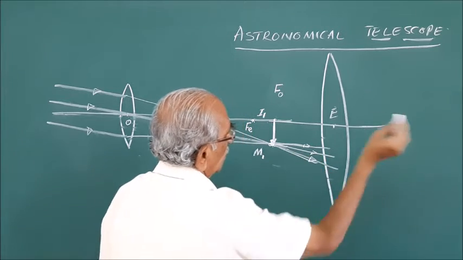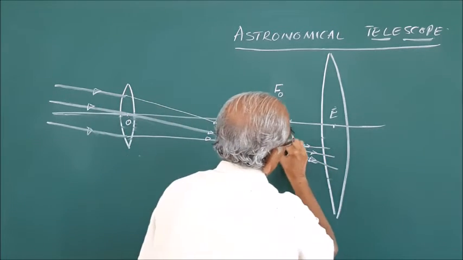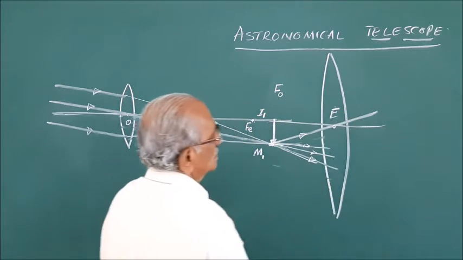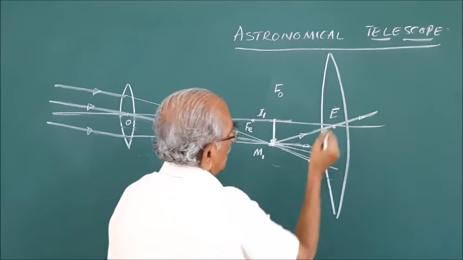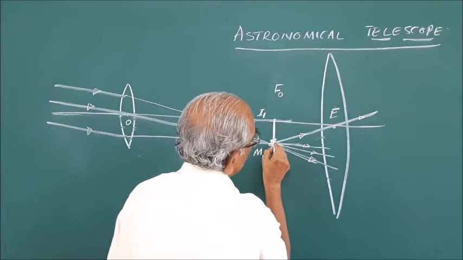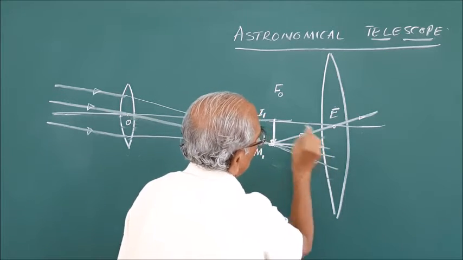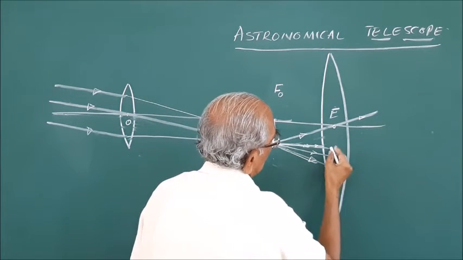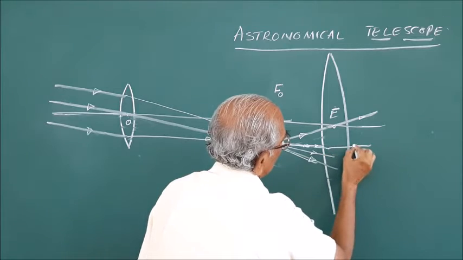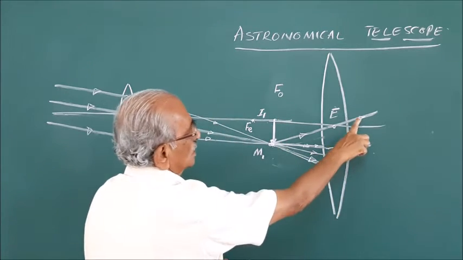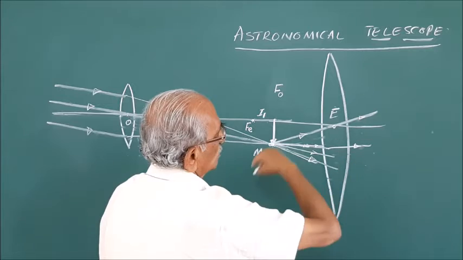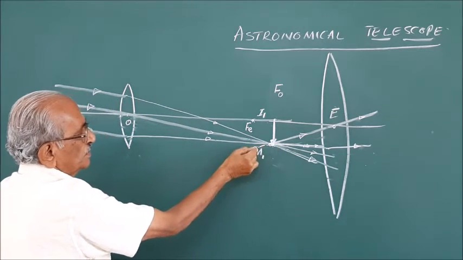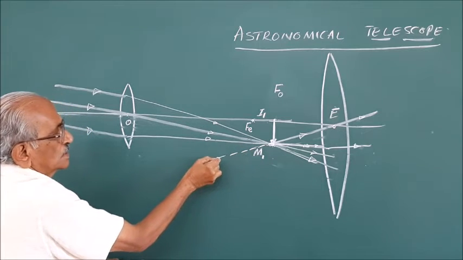I do not know how they go out, but I know a ray coming from the object passing through the optic center goes straight. Another ray parallel to the axis now passes through F here. So like this. Now they do not meet after they go out of the eyepiece. They meet when produced backwards. Like this.